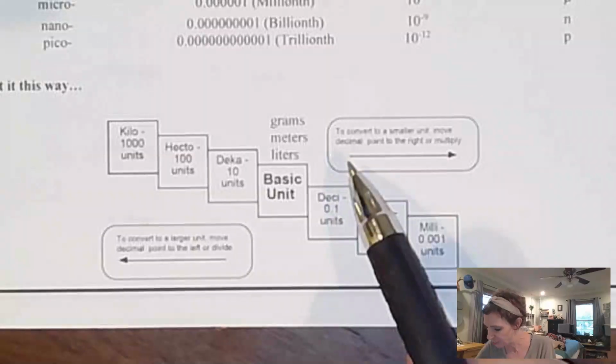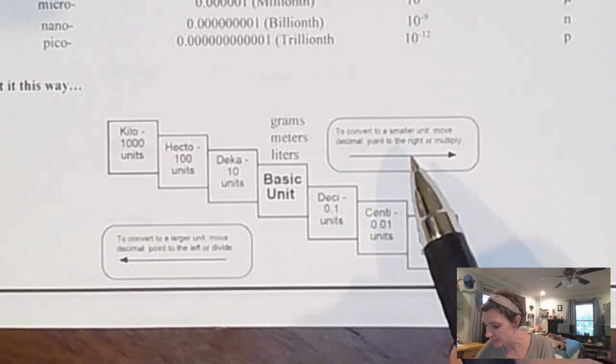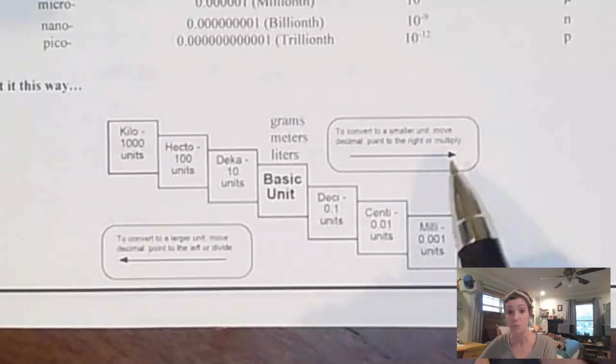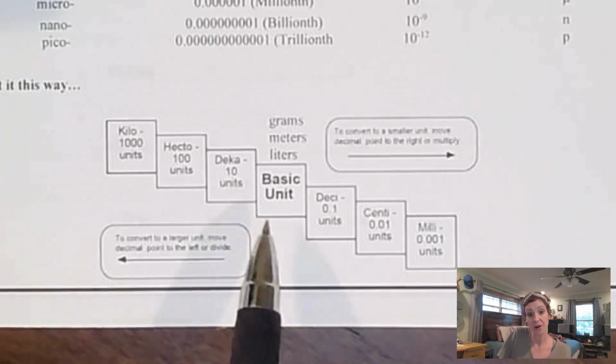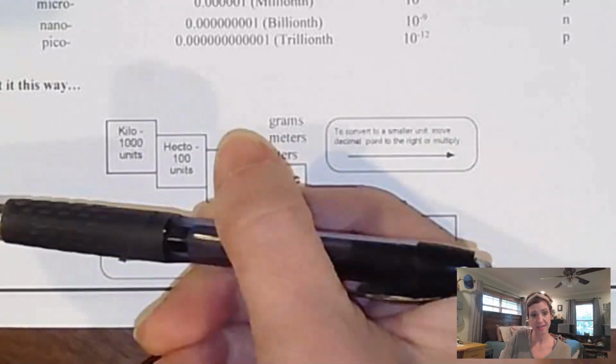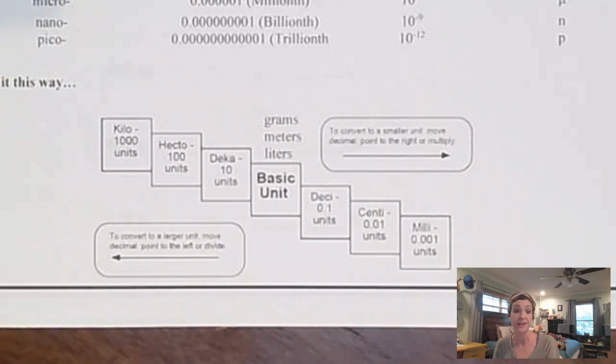But this says to convert to a smaller unit, you're actually going to move the decimal place to the right, or you can multiply by whatever factor of 10, 100, 1,000, etc. that prefix represents. And if you're moving this way to convert to a larger unit, you move the decimal place that way, okay? Or you can divide by whatever multiple of 10 that is.